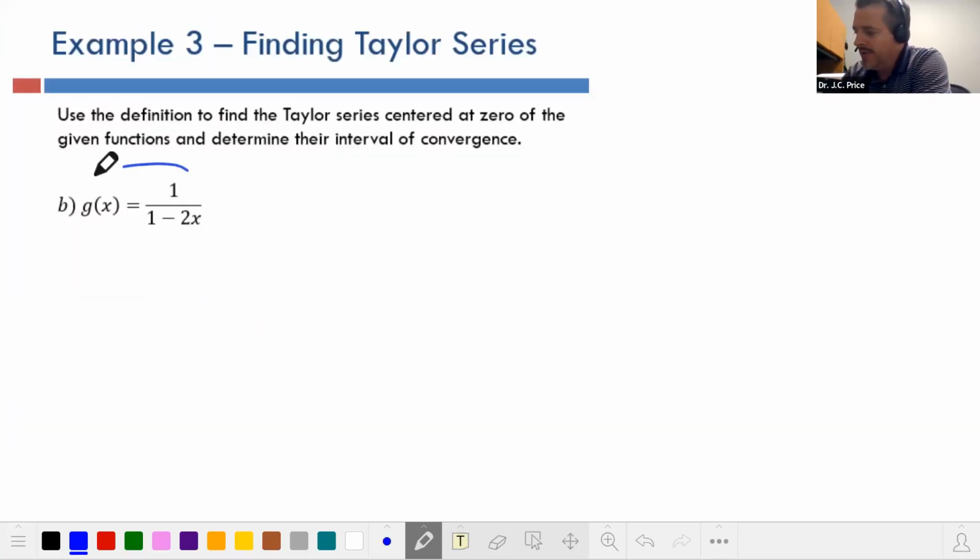And so here I have my function g of x, which is equal to 1 divided by 1 minus 2x. And so what am I trying to do? I want to find its Taylor series representation. So that'd be the sum, n equals 0 to infinity.